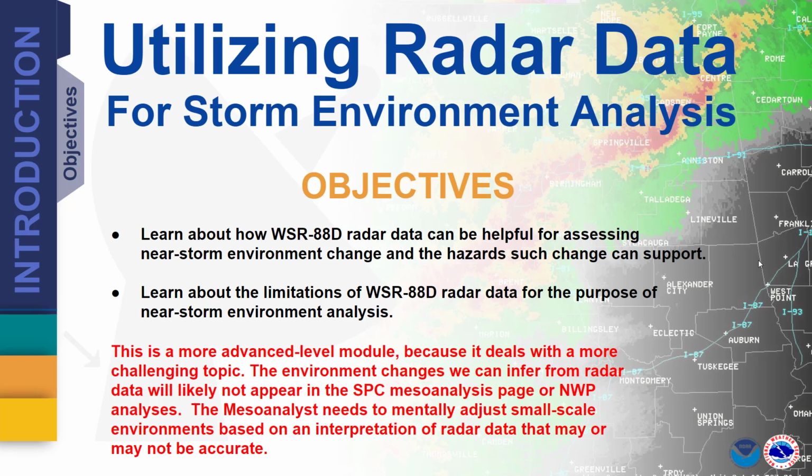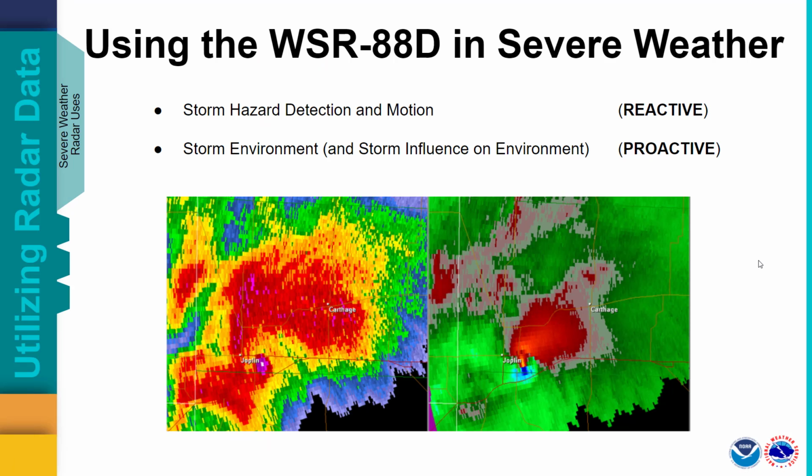There are two primary uses of WSR-88D data in severe weather operations. First, storm hazard detection and motion, which we use in a reactive sense to issue warnings. And second, near-storm environment and storm influence on environment, which we can use to proactively try to anticipate the first item, hazard detection and motion. Our focus in this module is the second bullet.